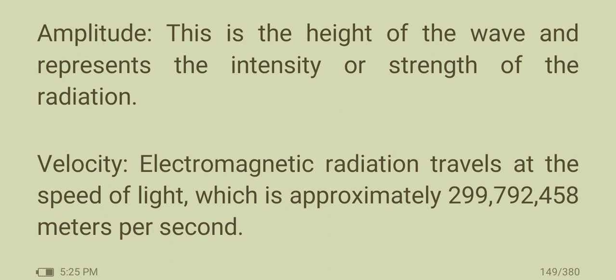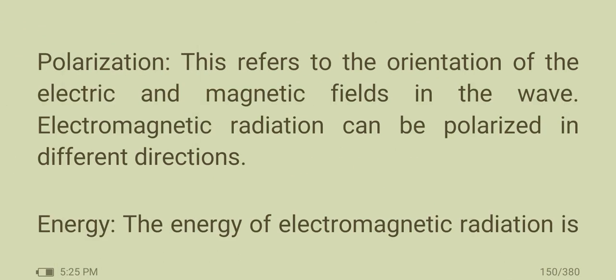Then velocity, electromagnetic radiation travels at the speed of light, which is approximately 299,792,458 meters per second. Polarization. This refers to the orientation of the electric and magnetic fields in the wave. Electromagnetic radiation can be polarized in different directions.